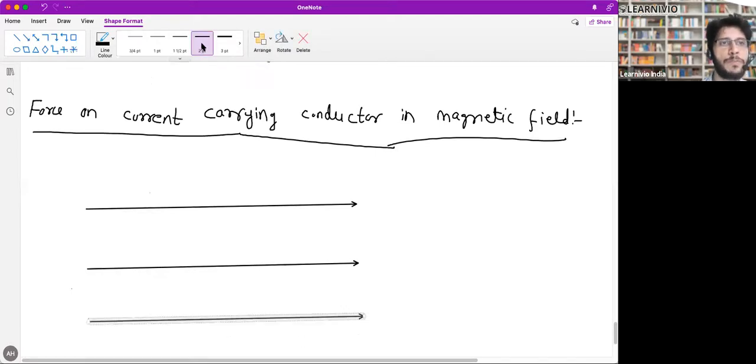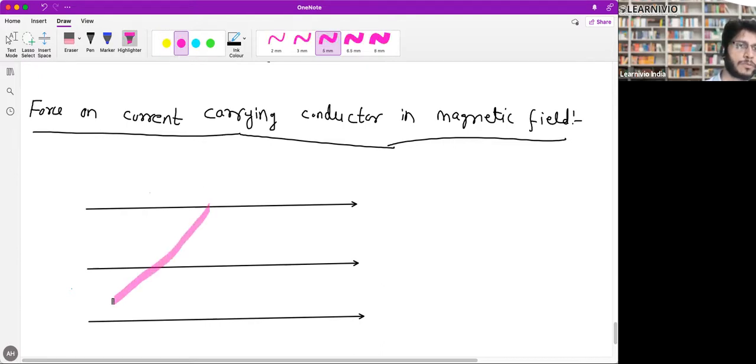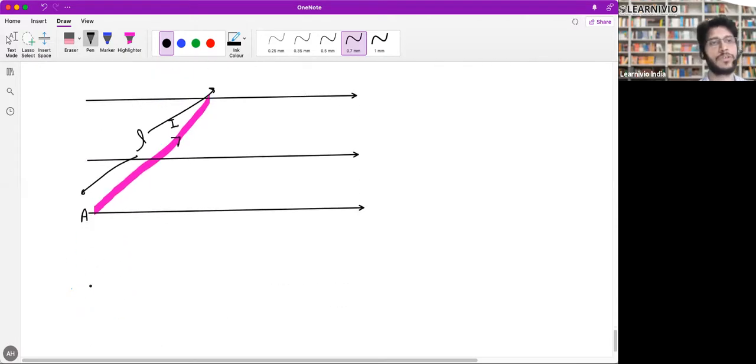In the magnetic field, we placed a very thick conductor. We placed a current carrying conductor this way. This conductor is carrying some current I. Length of the conductor is L. The area of cross section of the conductor is A. So L is the length of the conductor, and the area of the ends is the area of cross section.